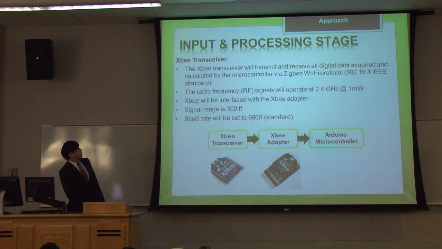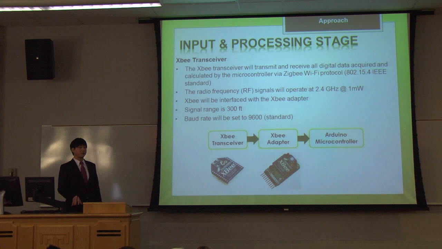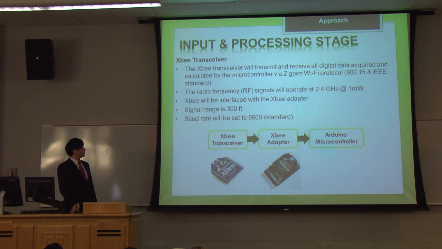So the XP transceiver will transmit and receive all data via the Zigbee Wi-Fi protocol. The radio frequency signal will operate at 2.4 GHz at 1 mW. The signal range is 300 feet. Baud rate, which is the bit stream rate, will be set to 9,600.